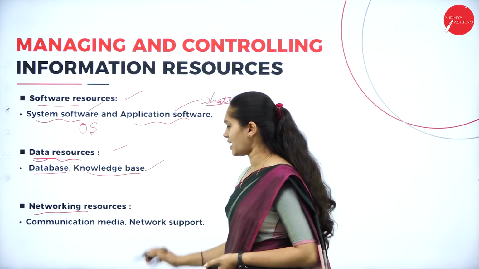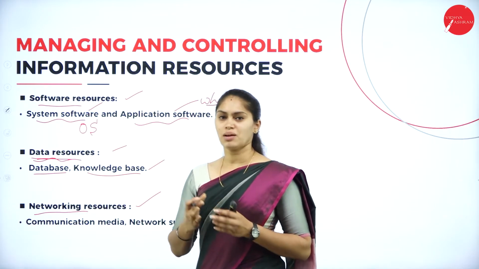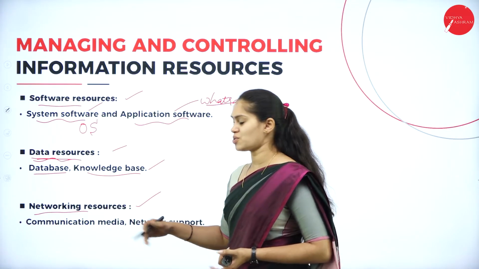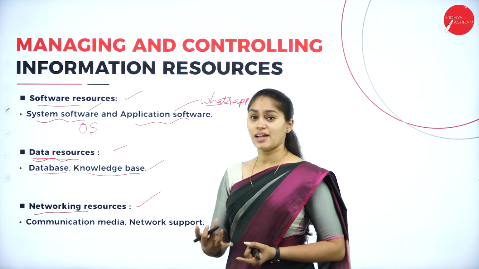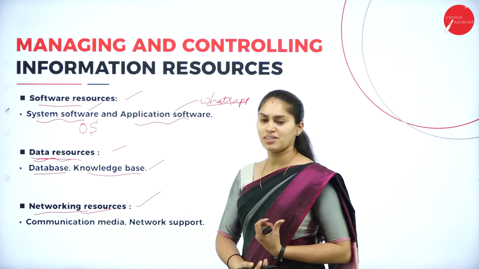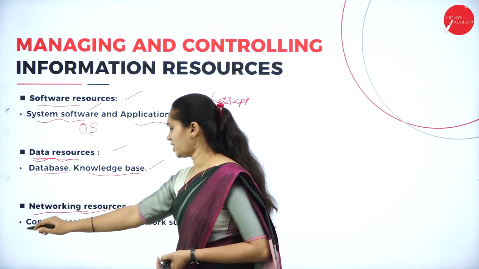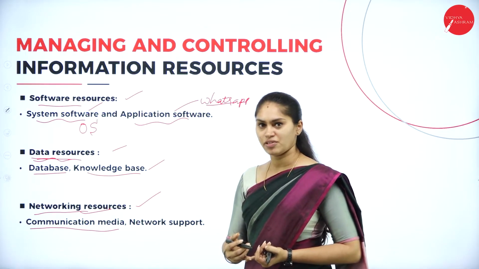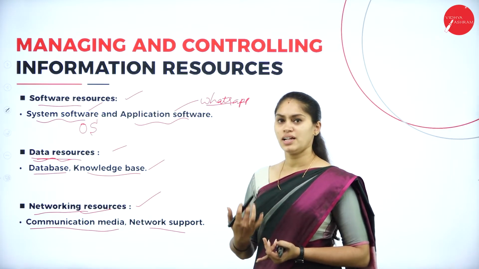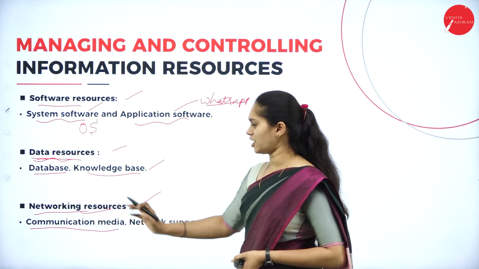Data resources. At last we have networking resources. In order to have communication from one computer system to another computer system, the internet is important. Networking resources consist of internet, intranet, extranet. That comes under networking resources. If we don't have networking, then there is no possibility of exchanging data, and this includes communication media, which can be fiber optics or twisted pair cable, and we have network support. As I told, it will be LAN, WAN, MAN, internet, intranet or extranet. This is related to what?